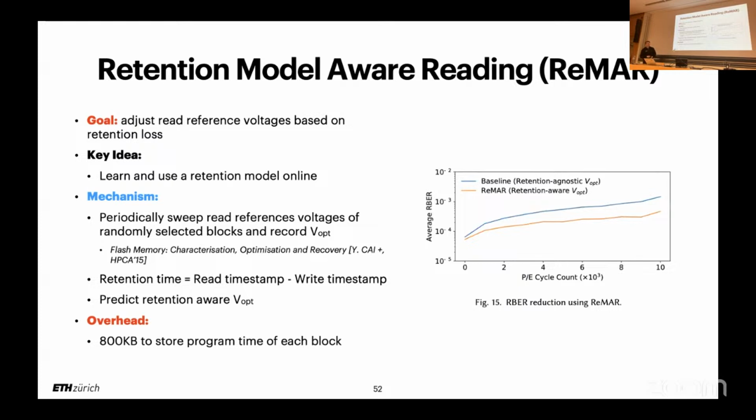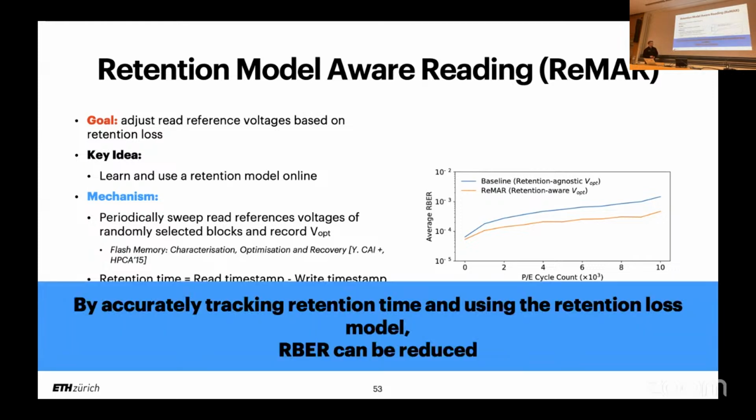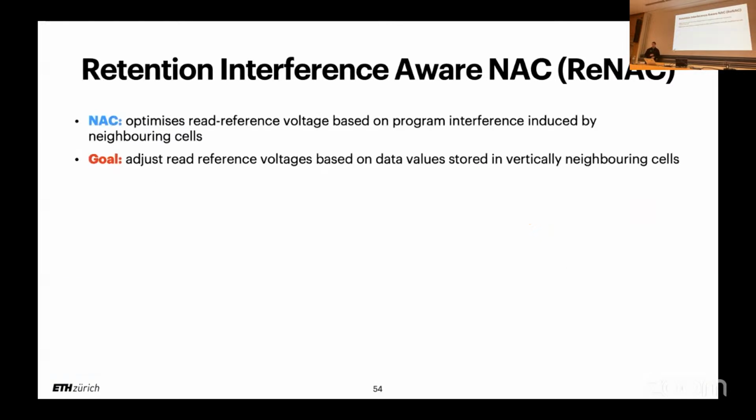And now the results that we can see are with increasing program erase cycle count, the raw bit error rate is consistently smaller using Remar than the baseline, which is just a read reference voltage that ignores this phenomenon of retention loss. A bit of a formatting issue, but so basically from this slide, we can gather that by accurately tracking retention time and using the retention loss model, the raw bit error rate can be reduced.